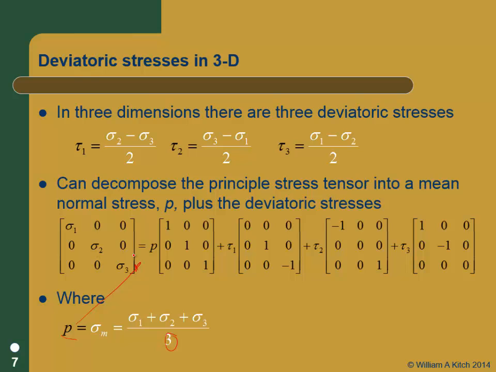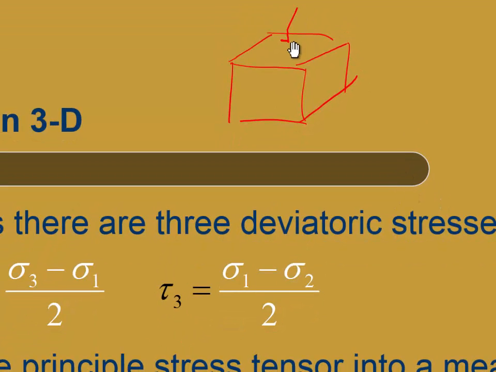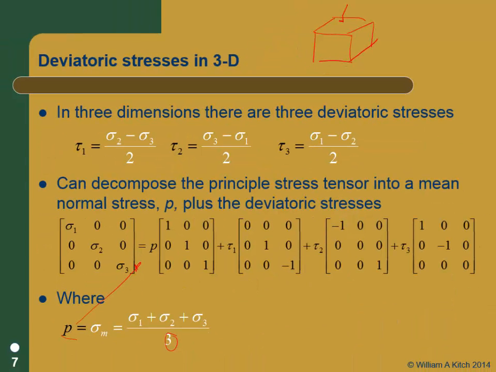So sigma 2 would be, we're now talking about three-dimensional states of stress, right? So we're going to have, can I do the pin thing? Well, maybe I can't do the pin thing when I'm zoomed in. Let me draw that someplace bigger.